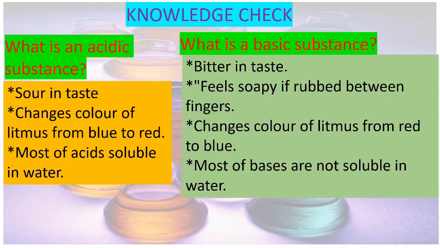Students, now you will be able to answer these questions. What is an acidic substance? Yes, the substances which are sour in taste, change color of litmus from blue to red. Most of the acids are soluble in water. What is a basic substance? The substance which is bitter in taste, which feels soapy if rubbed between the fingers, which changes color of litmus from red to blue, and most of the bases are not soluble in water.